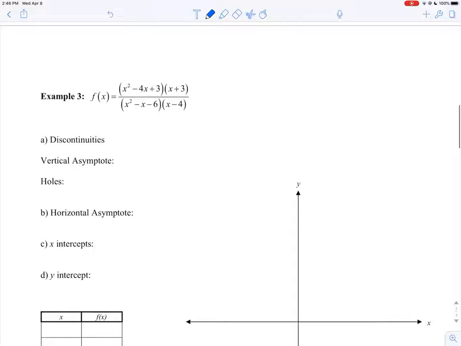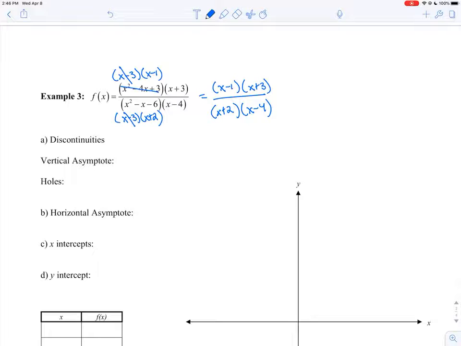So first step, example 3, a little bit more going on here, but we want to just start by factoring. So if we factor this, if we take this first trinomial here, we're going to have x minus 3 times x minus 1, so that'll kind of replace that. And then on the denominator there, we're going to have what? That's going to be x minus 3 times x plus 2. All right, from here, if we cross out, the only thing that crosses out is the x minus 3, so what we're left with is x minus 1 times x plus 3, all over x plus 2 times x minus 4.